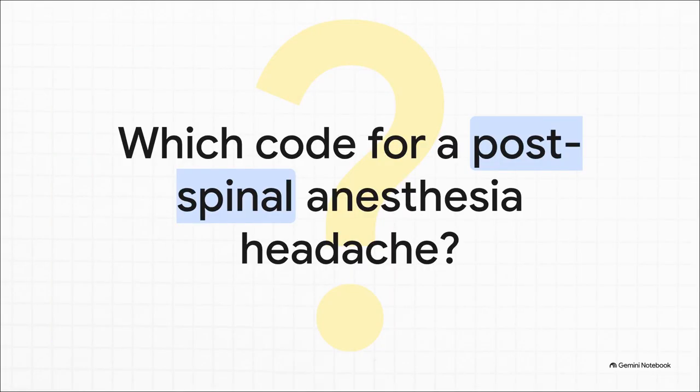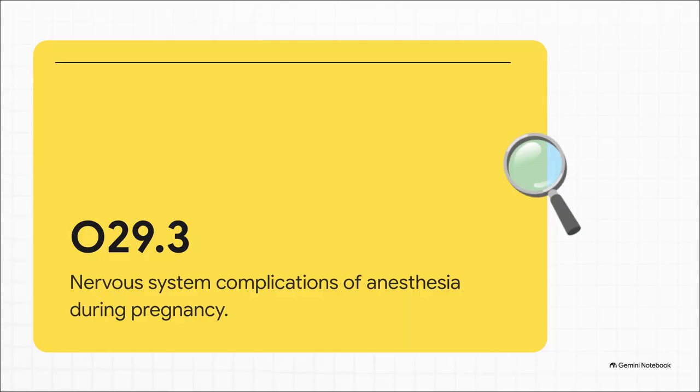Let's look at case 2. A 27-year-old on her second postpartum day complains of a severe headache that worsens when sitting upright. She had a cesarean section under spinal anesthesia, and the provider documents post-spinal anesthesia headache. So which category and code apply here? The answer is O29.3. Remember how we compared the different focuses earlier? A post-spinal headache is medically classified as a nervous system complication resulting from anesthesia. Because it's directly tied to the pain management procedure during her delivery care, it falls perfectly into O29.3.